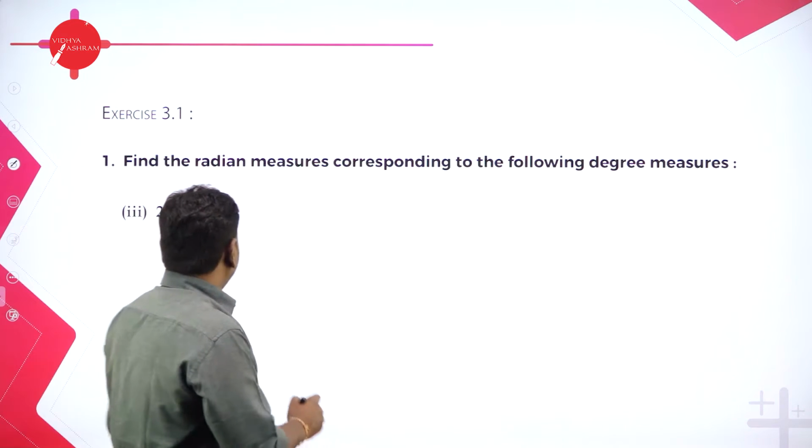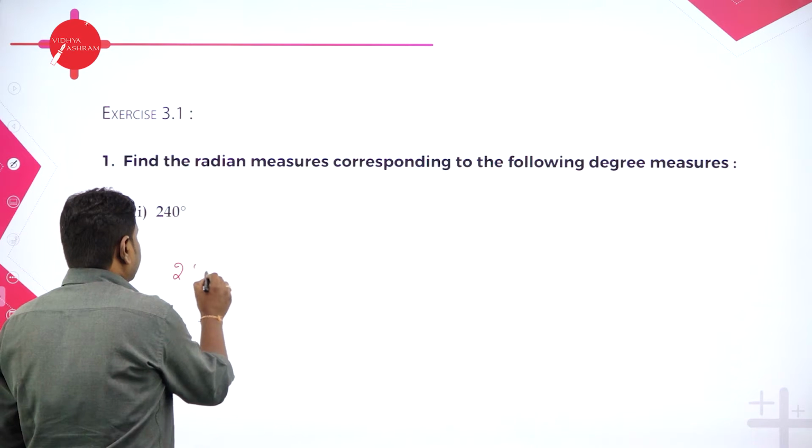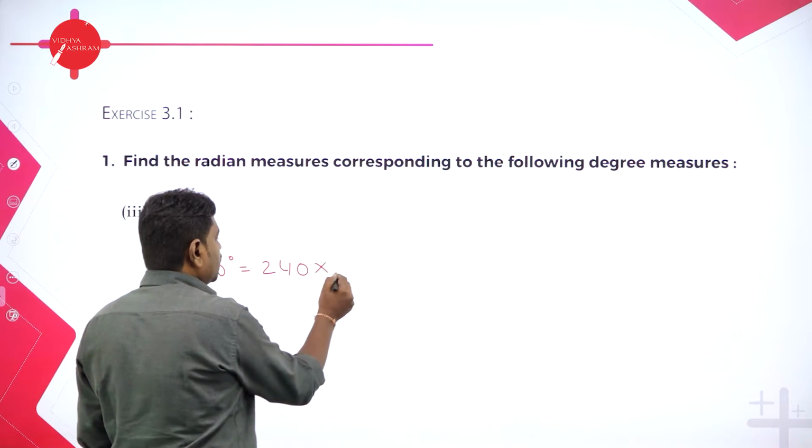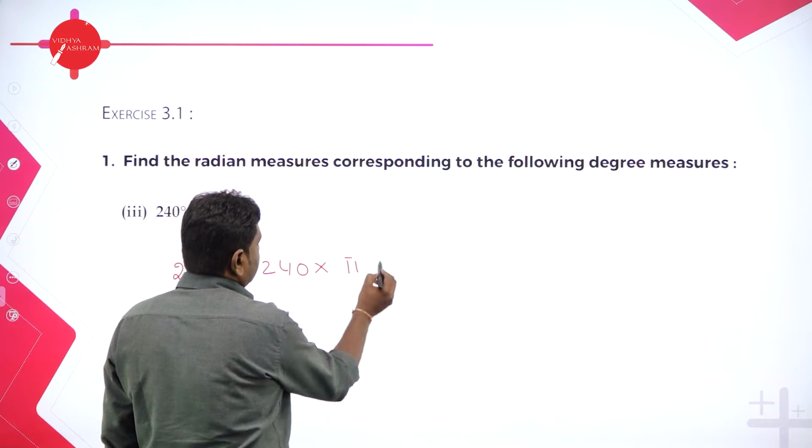So now 240 degree is equal to 240 into multiply what? Pi by 180.